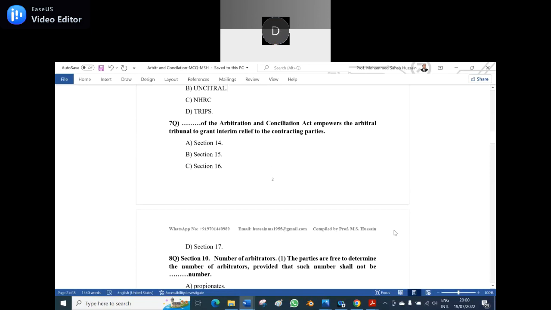The right answer is D, Section 17. Seventh question, the right answer is D, Section 17. That is the right answer for that question.